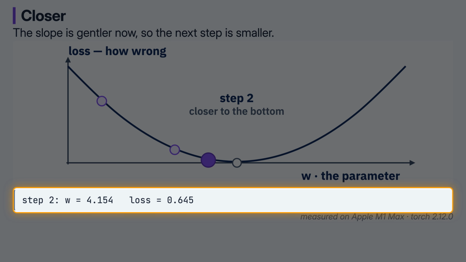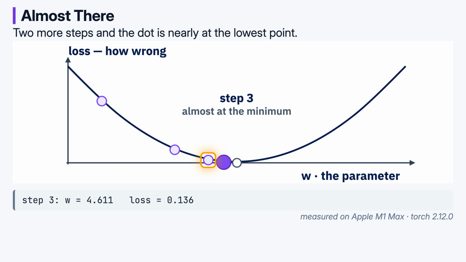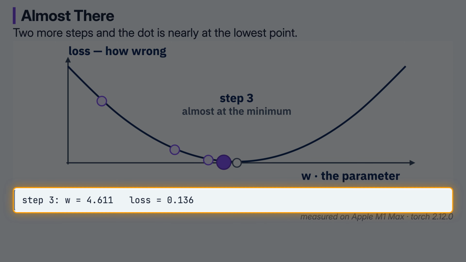The learning rate never changed. Near the minimum, the slope shrinks, so the step shrinks too. The rule brakes itself. Another marker joins the trail. One more step, and the dot is nearly at the lowest point. Step 3, W is 4.611 and the loss is 0.136. That's a small fraction of where it began.